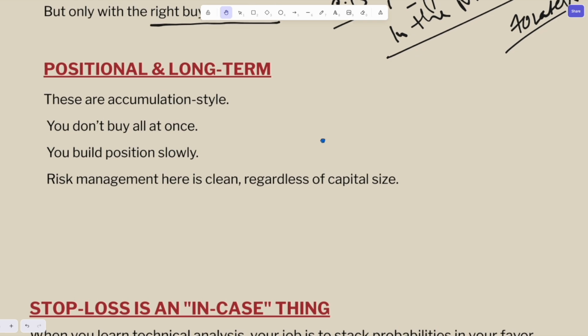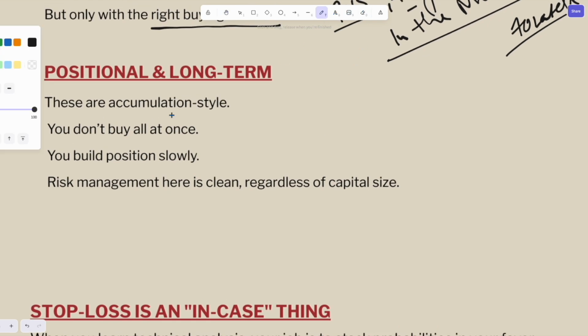Then it comes to the positional and long term. Over here, you are usually operating on the monthlies and the weeklies. Things get simple. You don't buy everything at once. You are building the position slowly. The risk management is pretty clean, regardless of whatever the capital size is, because through days you are able to accumulate and execute your entire idea. Pretty clean. Now, let's talk about the charts and then we will see some important topics again.